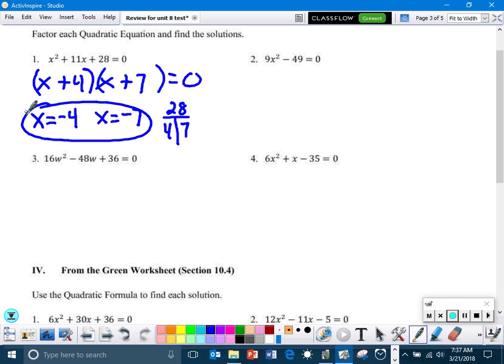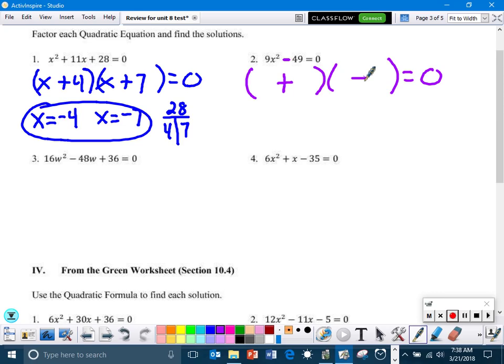Number 2. Look at it carefully. I hope you recognize that it is a special factoring pattern. It's got a perfect square in the front. 9 is a perfect square. 49 is a perfect square. And there's a minus sign in the middle. All right, so when that occurs, all we need to do is in one we put a plus, and the other we put a minus, always.